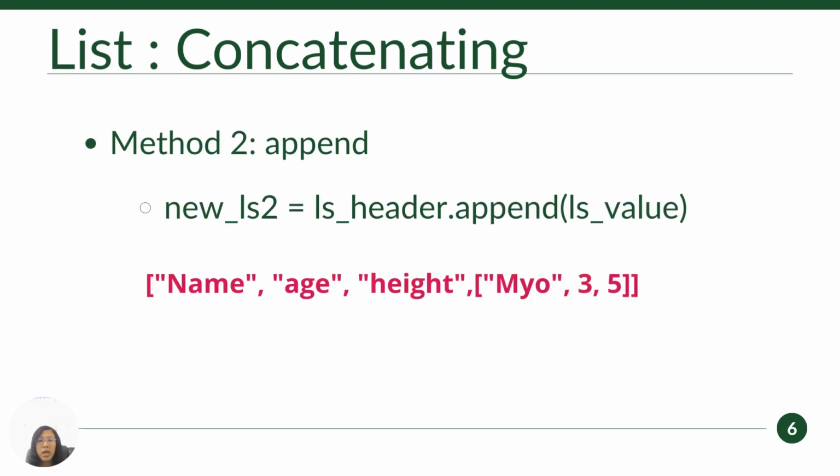However, if you use the append method, the whole variable will be considered as one element in the new list too. All right. So in this example, new ls2 only has 4 elements.